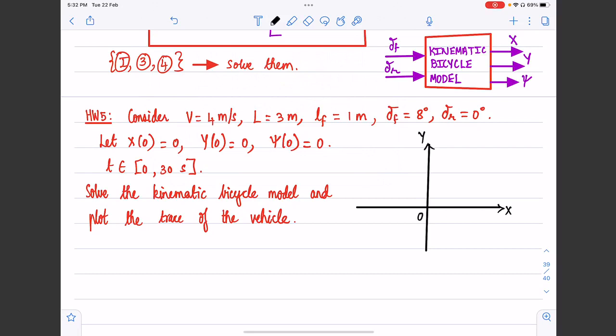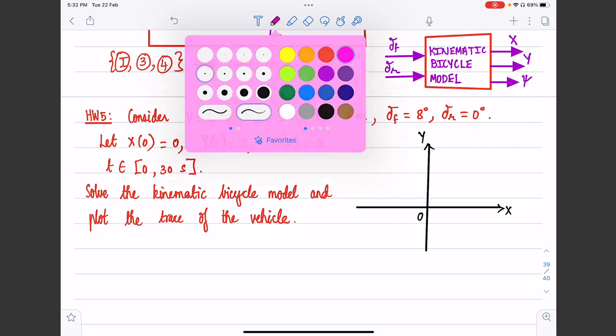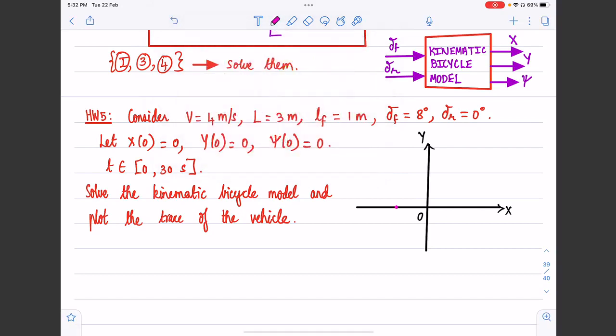Now let's say this is the origin. At time t equal to 0, the vehicle is going to be here. This is the vehicle AB. The point C, which is the center of gravity, is going to be at the origin at time t equals 0. So this is what is meant by the initial conditions being 0. The coordinates of the CG are at 0, 0, and also the yaw angle of the vehicle is 0.